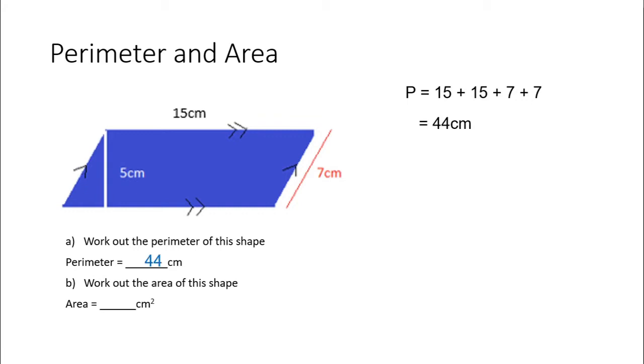The area of the shape, however, involves the base and the height. Remember, 7 is not the height, it's not at 90 degrees to the base, so ignore the 7. The base is 15 and the height is 5. So 5 times 15 is 75 centimeters squared.